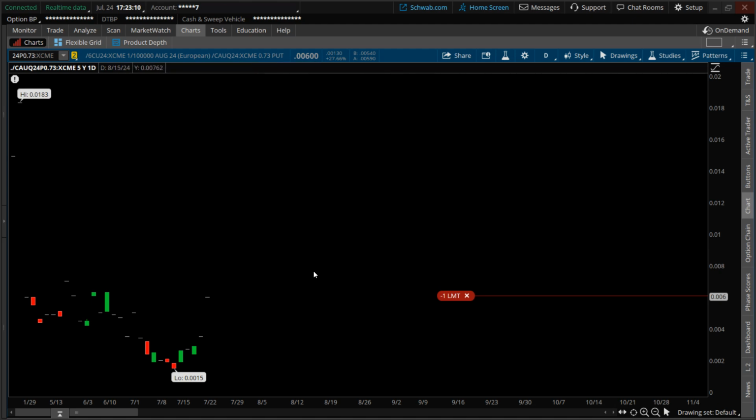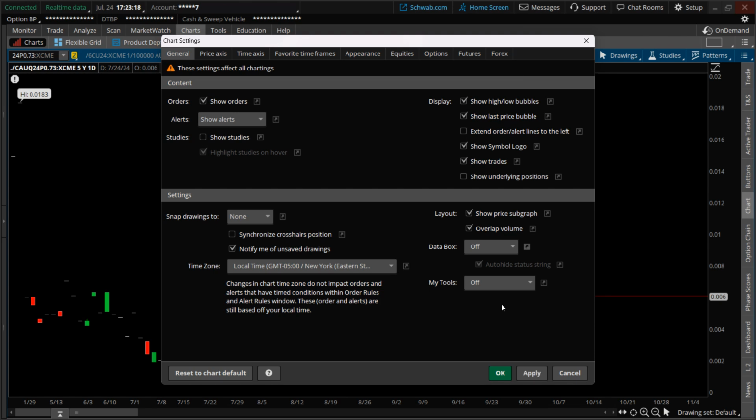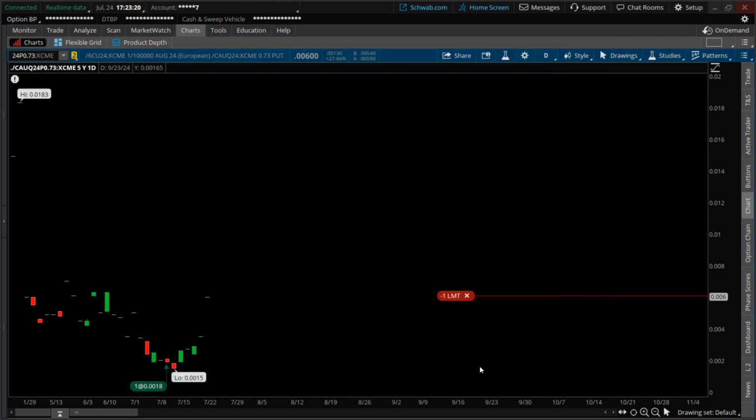So unlike the chart before, this is the chart specific to my option contract. If I show trades, here's a confirmation bubble right here. This is where I picked up that one contract at 0.0018. And if I click on the confirmation, this is the contract I picked up on July 11th. So this is specific to my trade.